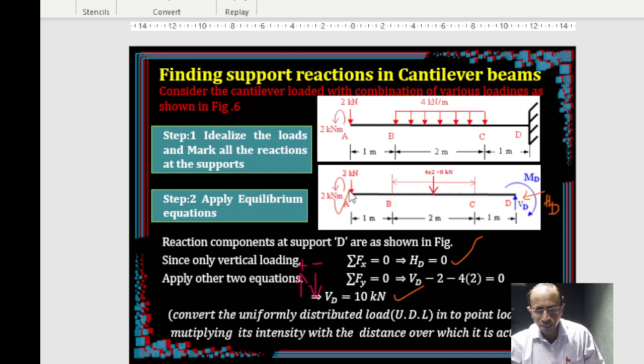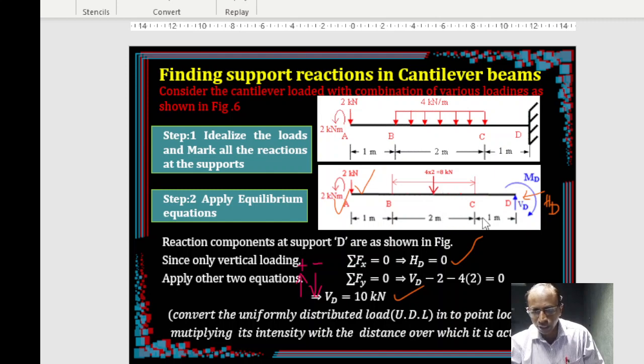So when you take moment about the point D, what loads come into the picture? There is one moment here, this will come into the picture. This 2 also causes moment. This is the perpendicular distance for the 2 load. That means 2 times 1 plus 2 plus 1, that is 4. 2 times 4. Right? This is in what direction? This is in the anti-clockwise. This is also in the anti-clockwise direction. Similarly, this 4 times 2, 8 kilonewton also causes moment at the point D.